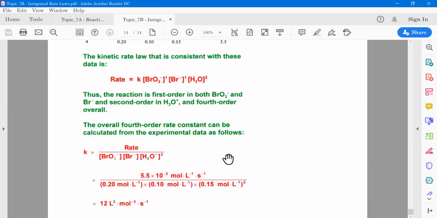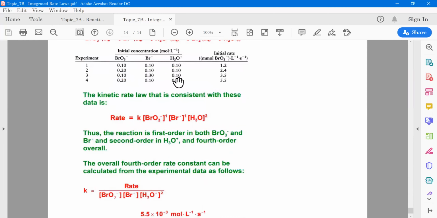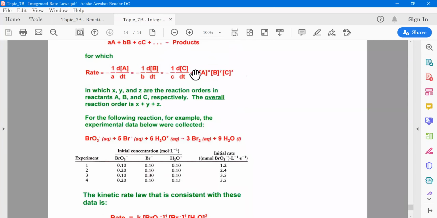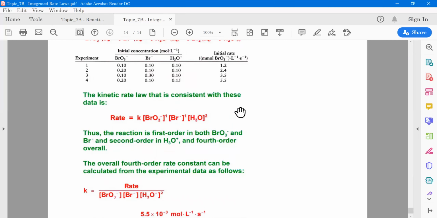Now, the overall fourth order rate constant can be calculated. We've got some of the data here from all four experiments. We can pick any one of the four. Now that we know what the reaction orders are, 1, 1, and 2, we can pick any one of these four experiments and put in the concentrations that we know for the three reactants, and from that we can calculate k. So the rate constant k will be the rate divided by the product of all of these concentrations to their appropriate powers. Put all three of these below the rate and in the denominator.